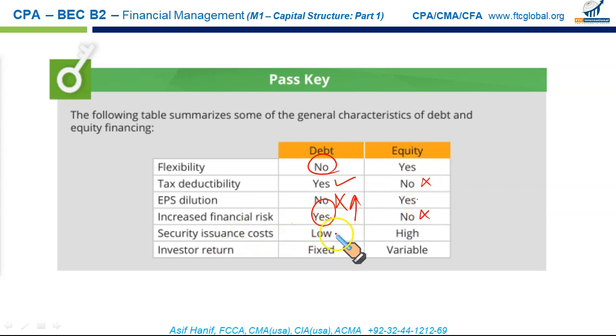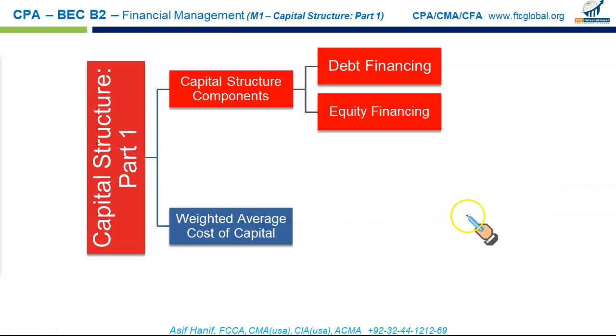Security issuance cost for debt is low. Equity issue is quite an expensive activity. Investor return is a fixed coupon in most of the cases, whereas the return on equity is pretty variable, could be sometimes very high, sometimes very low.